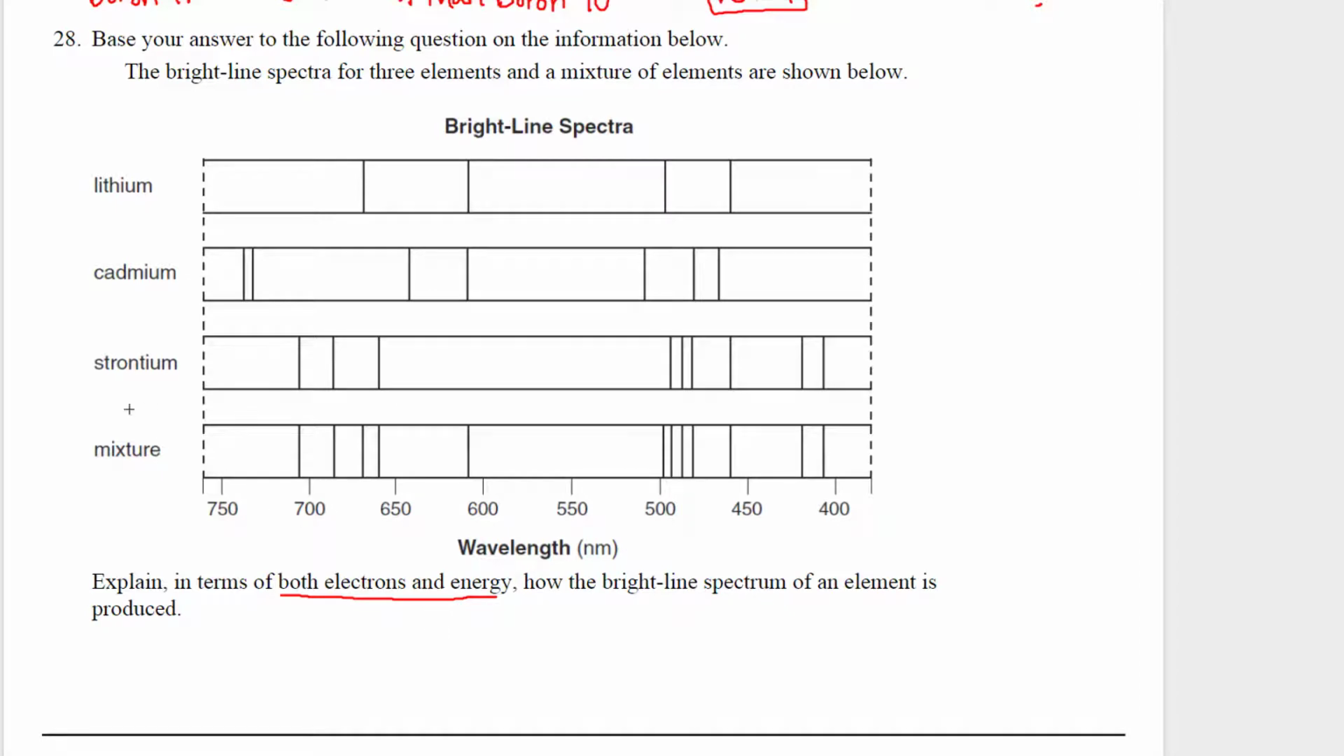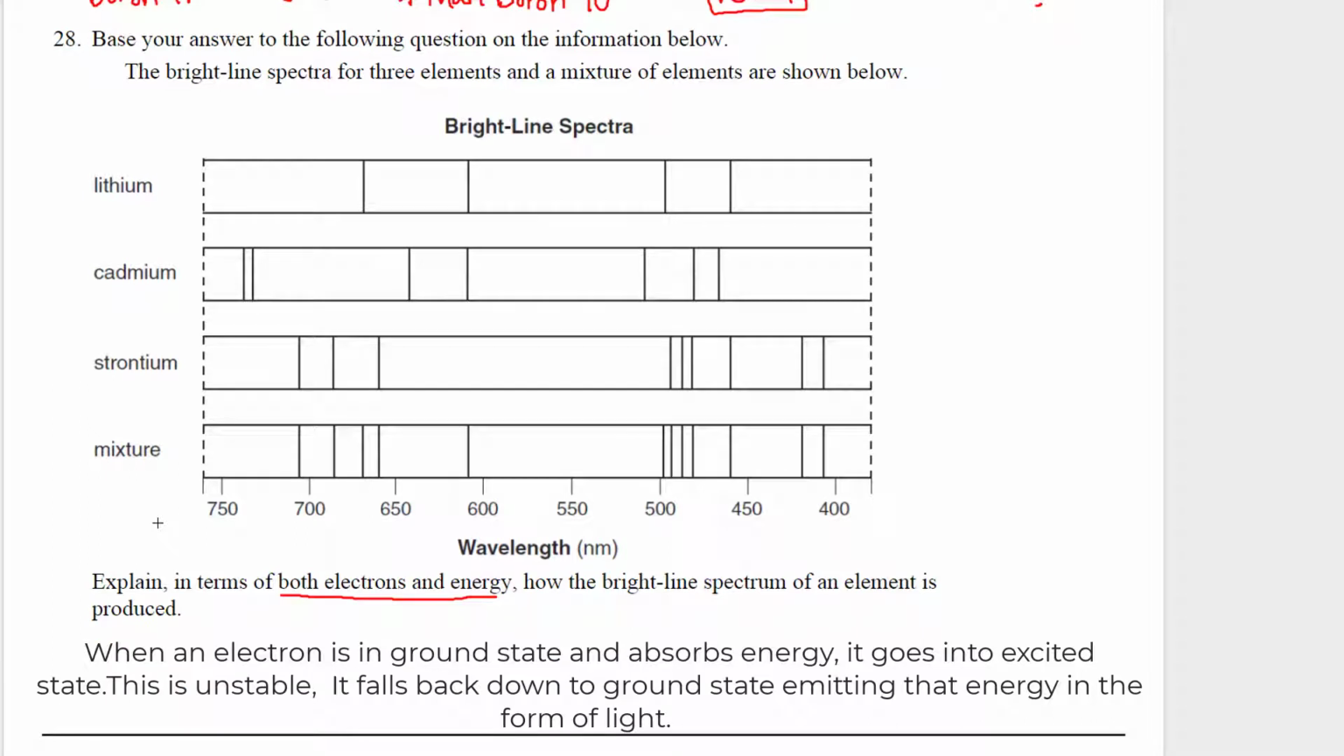So on first glance, you might think this question is asking you what elements are in the mixture. And there is a second part to this question that does ask that. However, here, it's like a mini essay. We're being asked to explain, in terms of both electrons and energy, how a bright line spectrum of an element is produced. And here's the answer I would be looking for.